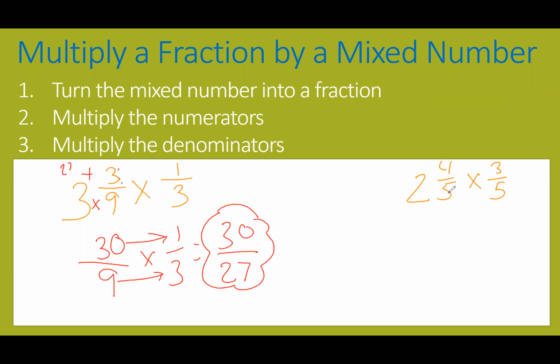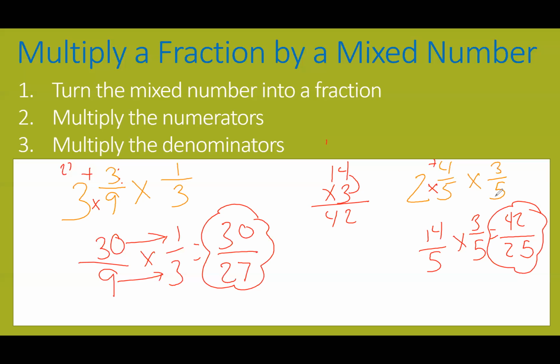Let's do this one. 5 times 2 is 10. 10 plus 4 is 14. So 2 4/5 is equivalent to 14/5. It's the same. We're going to multiply by 3/5. 14 times 3. I've got room over here. 3 times 4, 12. 3 and 42 is our answer. Now guys, I really hope you're taking advantage of this and pausing the video and actually doing that math. 5 times 5 is 25, and your answer is 42/25.